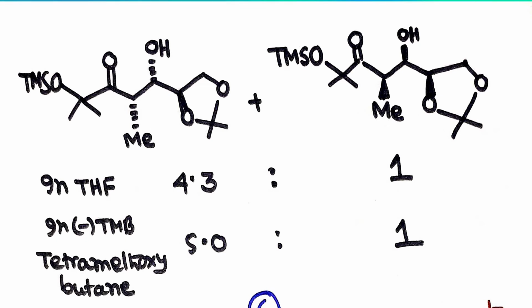Because the chiral center oxygen is above the plane, the methyl group and the OH group at the newly generated chiral centers at the alpha position and the beta position have the alpha orientation, meaning they prefer to go below the plane. That gives the major product whether we perform this reaction in THF or in tetramethoxybutane solvent. In the first case the ratio is 4.3:1 and in the second case the ratio is 5:1.